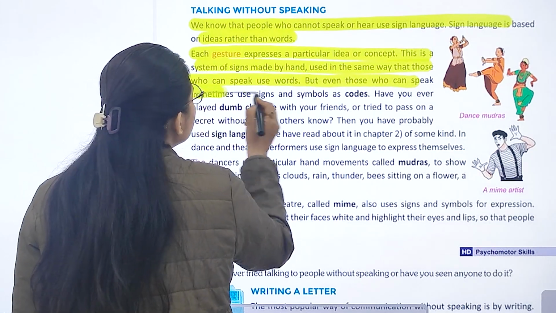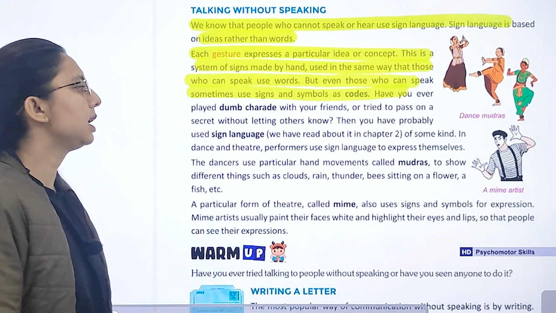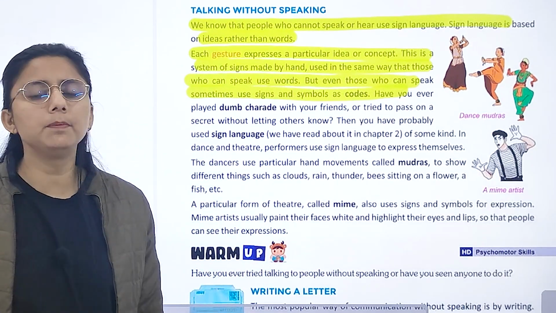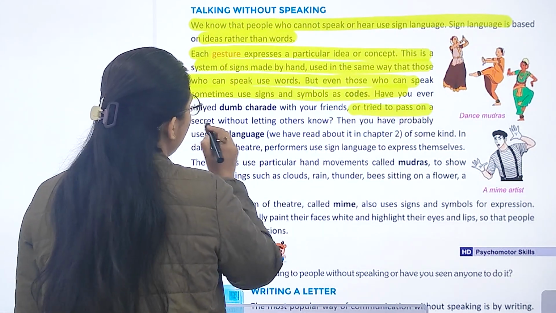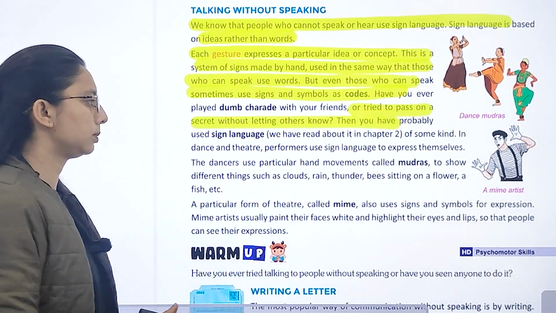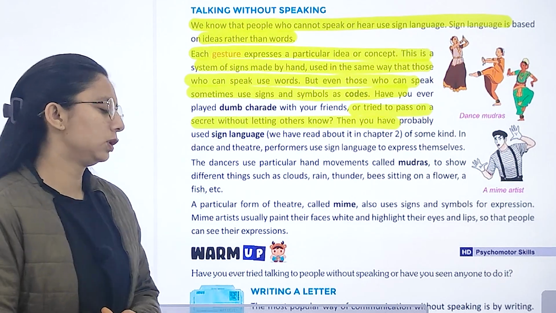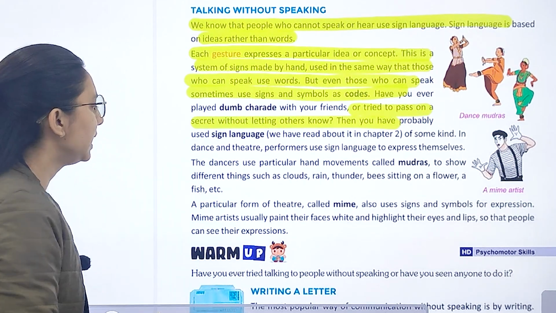But even those who can speak sometimes use signs and symbols as codes. Have you ever played dumb charades with your friends or tried to pass on a secret without letting others know? It is called sign language. What do we call it? Sign language.